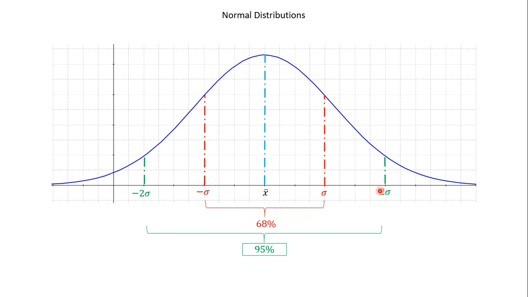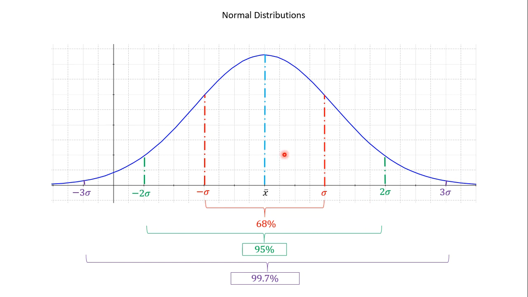And so within 2 standard deviations is 95%. Within 3 standard deviations of the mean, we get 99.7% of the data. And so if you're outside of 3 standard deviations, that 0.3%, that's what would be considered an outlier.